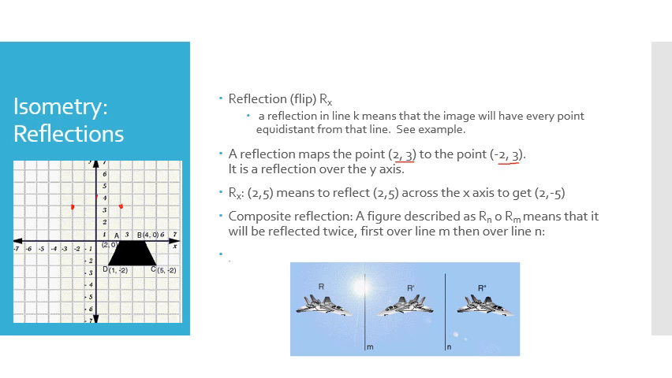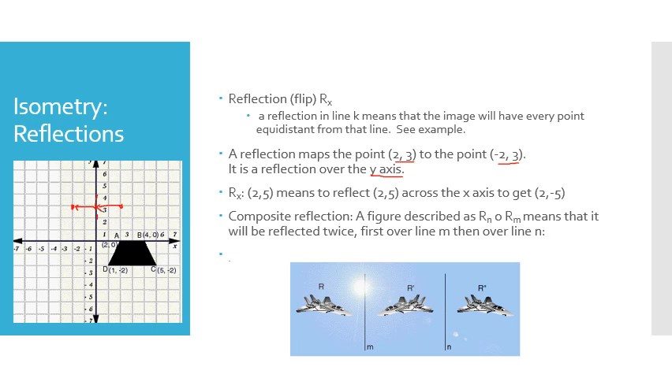Well, you can see that the y-axis is exactly between the 2 points. If you move 2 spaces to the line, 2 spaces in the opposite direction, you would get to your reflected point of negative 2, 3. So this is a reflection over the y-axis.